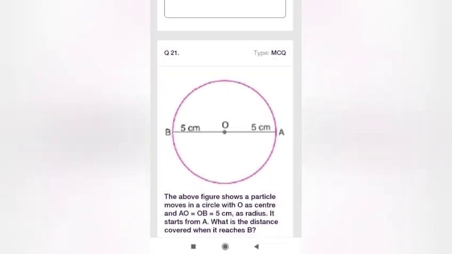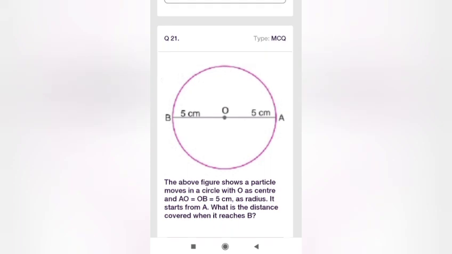So here in this question, in this figure, the particle is moving in a circle with O as center, and AO is equal to OB is equal to 5 cm. It is shown in the figure as the radius. So an object is moving from A to B. What is the distance covered when it reaches B? We need to find. Distance means the actual path. This is the actual path.